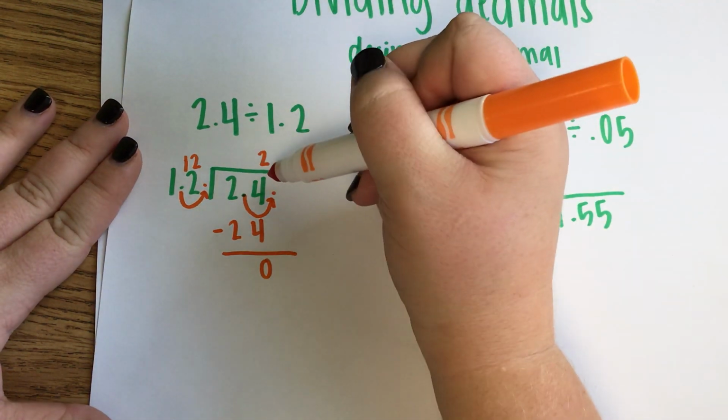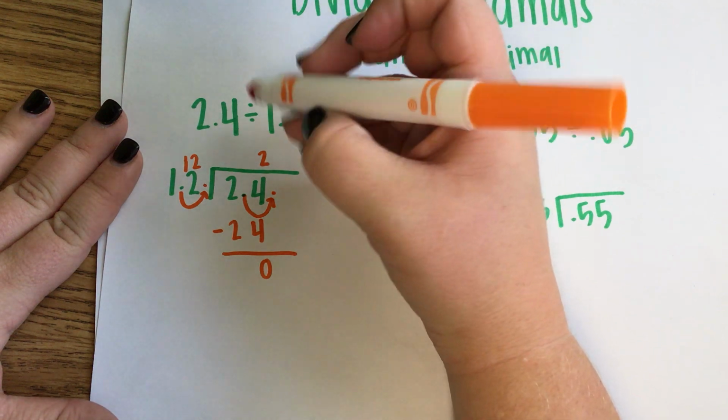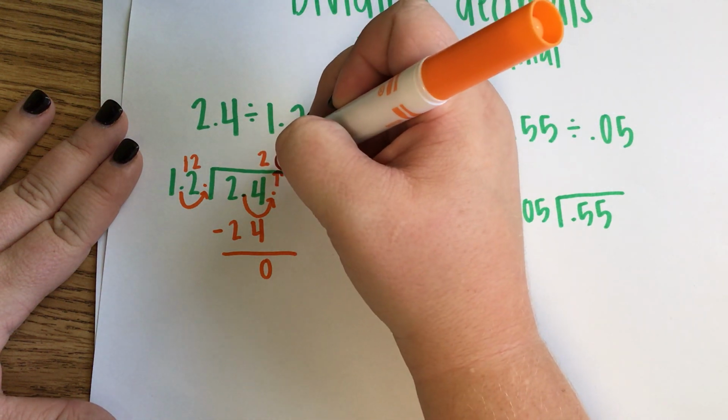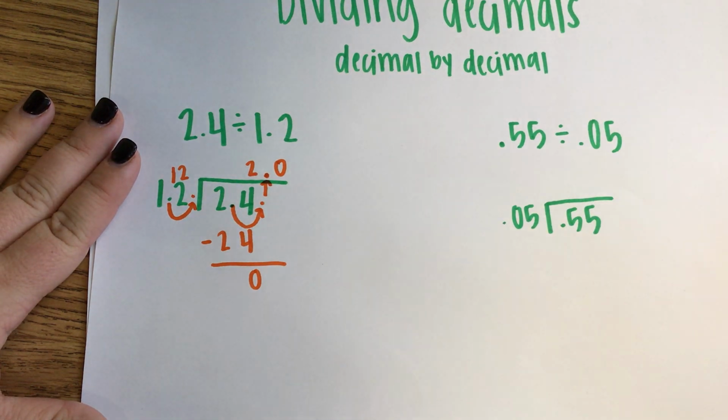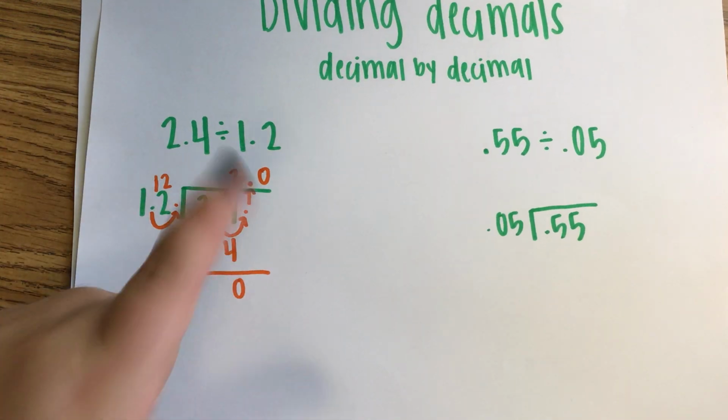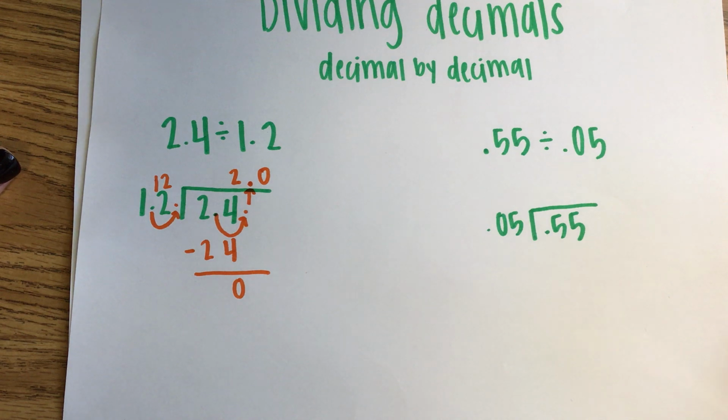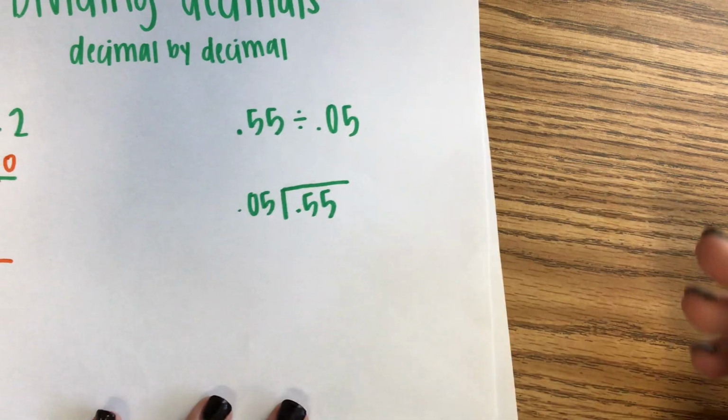Now, you can leave it like 2. I'm the type of person that since there's a decimal, I'm going to bring that decimal up, and then I'm just going to add a 0, so it's 2.0. You don't have to do that step. That's just what I prefer. Okay, so let's move on to this one.